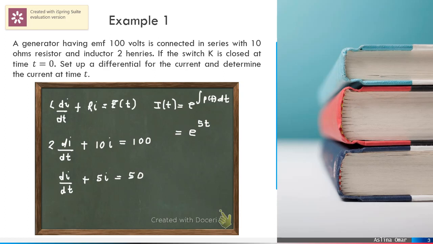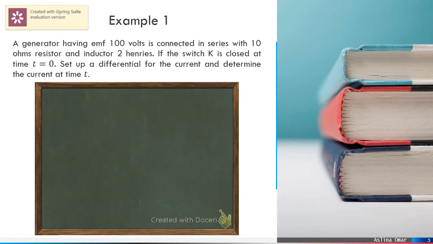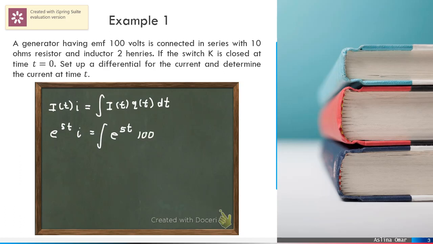Okay, and then you write in standard form. So, standard form awak is I, T. So, Y awak adalah I lah kan? Equals to integrate I, T, Q, T, dt. So, IT you dapat tadi e to power of 5t. I equals to integrate IT is e to power of 5t, QT is 100 dt.